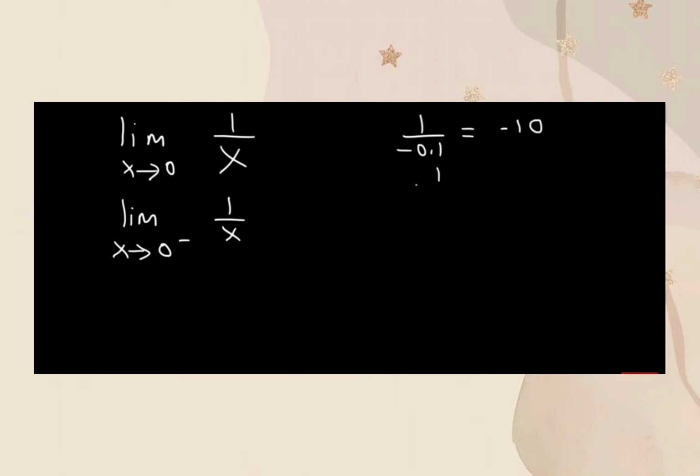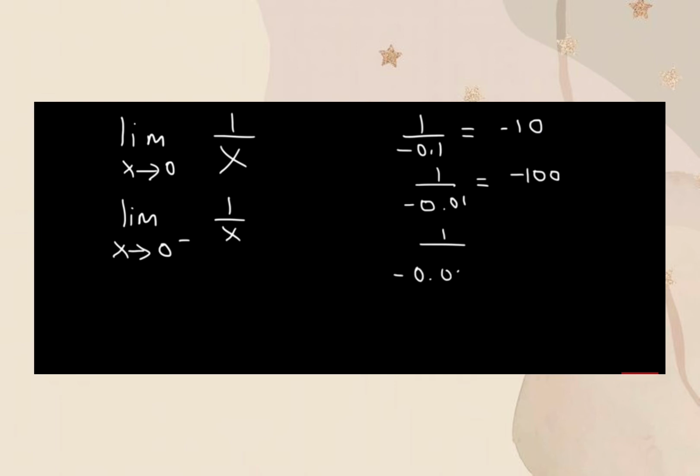Limit as x approaches 0 of the function 1 over x. First, we need to check the limit at the left side and the right side. So let's start with the left side. What is 1 divided by negative 0.1? 1 divided by negative 0.1 is negative 10. As for negative 0.01, it is equal to negative 100.